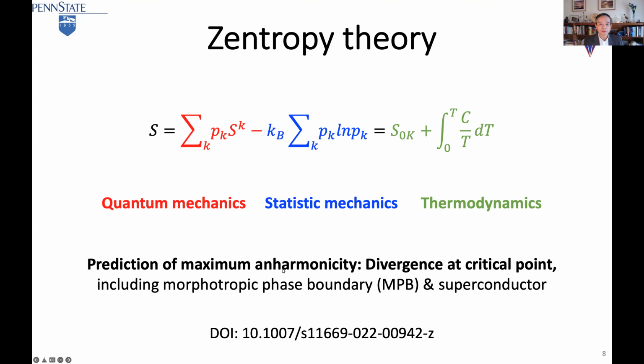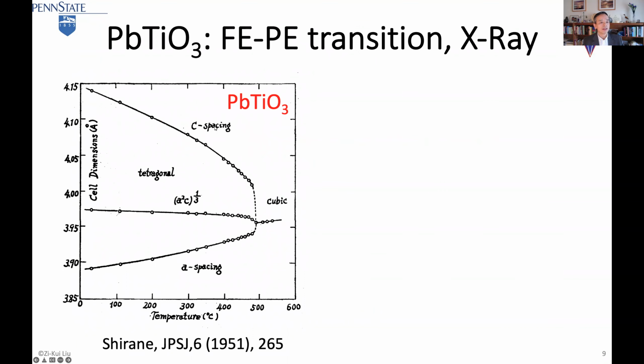In this presentation, we believe our entropy theory is also applicable to ferroelectrics. In this paper, we present our application of the Zentropy theory to the morphotropic phase boundary in ferroelectrics. We believe it's applicable to superconductors too, and that's what we're working on. So we can apply this to a very classic ferroelectric material, titanate. At low temperature, titanate is ferroelectric, tetragonal. At high temperature, it becomes cubic, pyroelectric, based on the results from X-ray measurements.